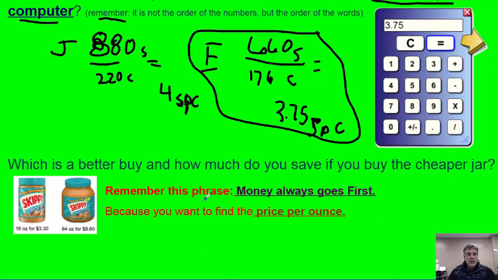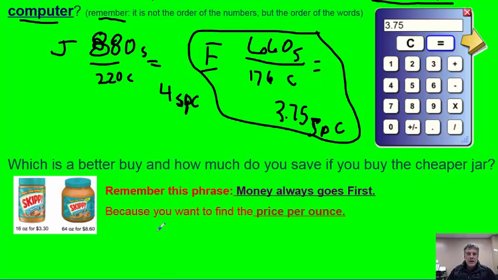All right, here's a little phrase you want to remember. Money always goes first. Why? If you want to write that down, that's a really good phrase to remember. Money always goes first. So, what does that mean? Well, when you find better buys, you want to find the price per ounce or the price per pound. The money always comes first, divided by whatever the unit is. So let's do that quick.